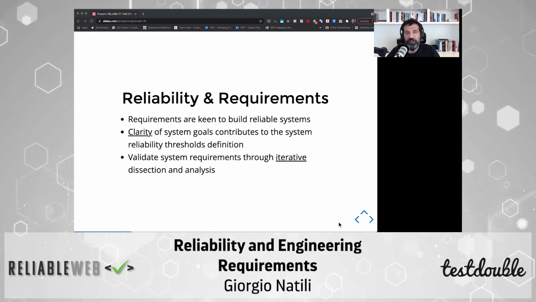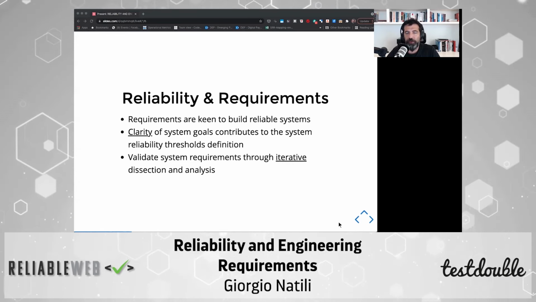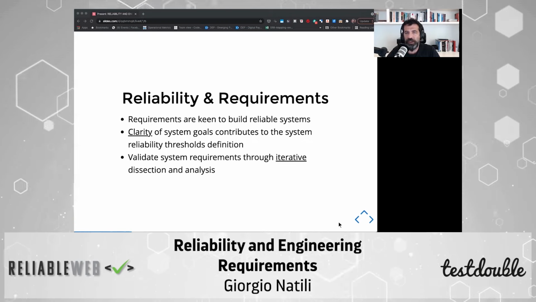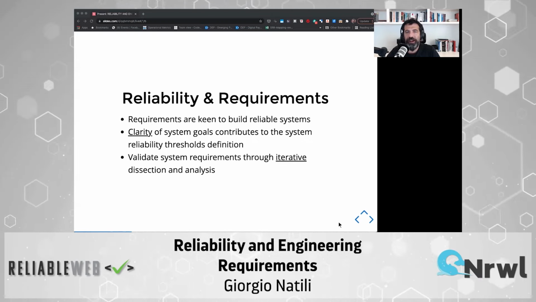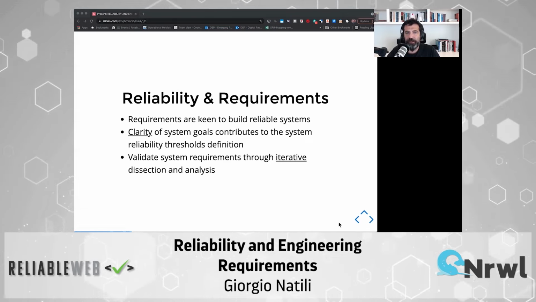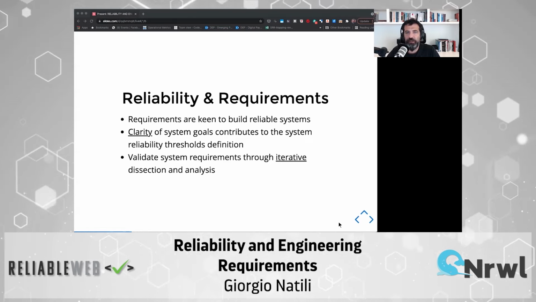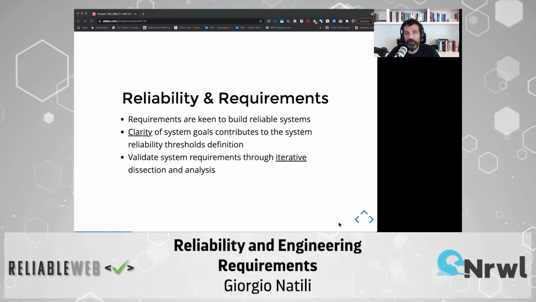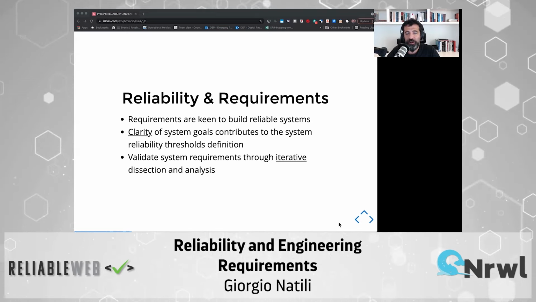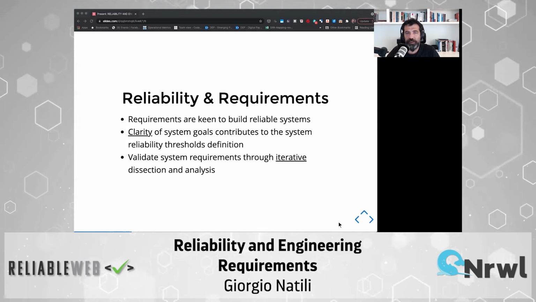What is the relationship between reliability and requirements? Why are they so connected? Why are they so important? Requirements are essential to build reliable systems, because what is reliable for you should matter to the other stakeholders and to your customers. It's only through clear requirements that you can get to that.